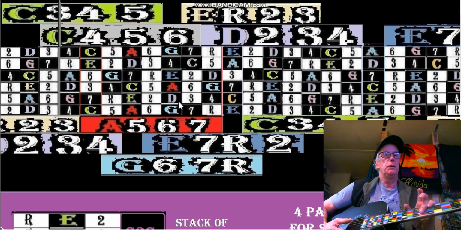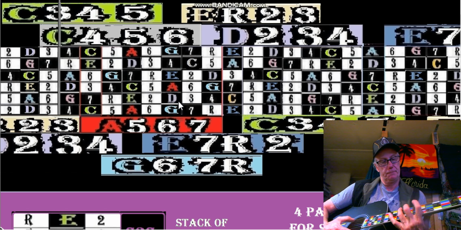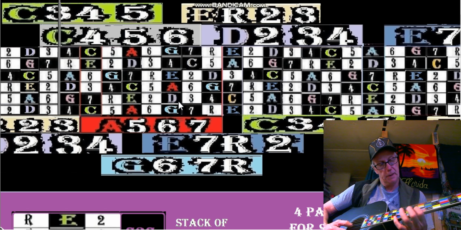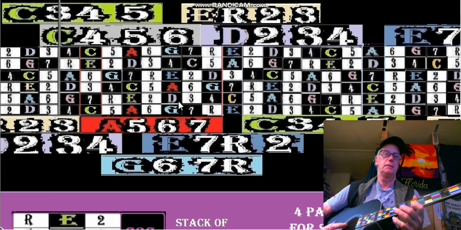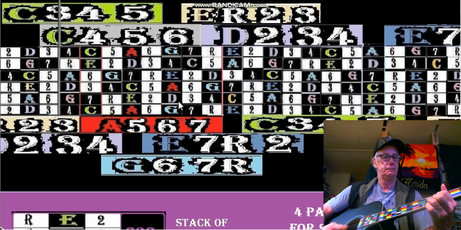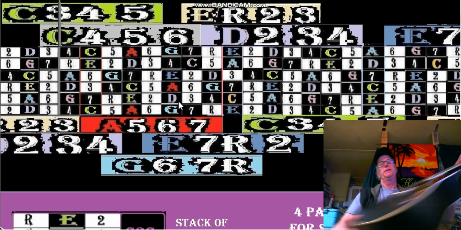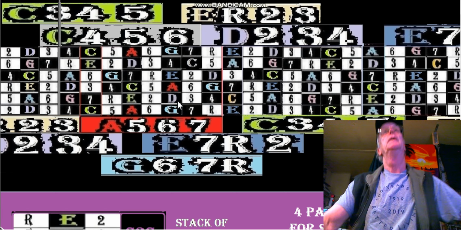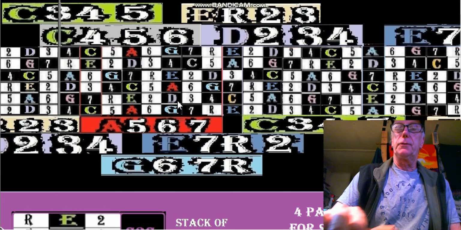We'd have to do a cutout on the G string. Cutout. Here's our D. 2, 3, 4. That's the D shape of the root. So that's how that works.